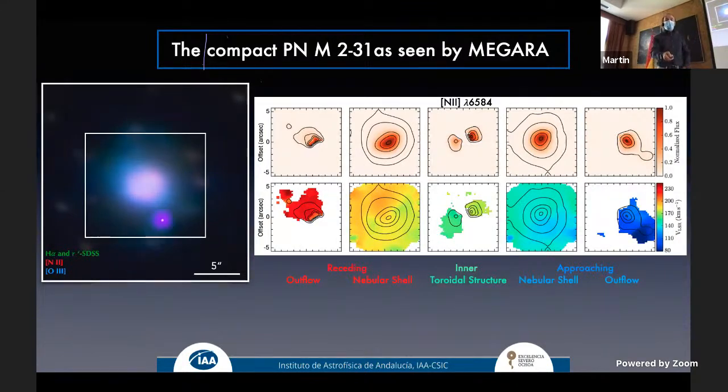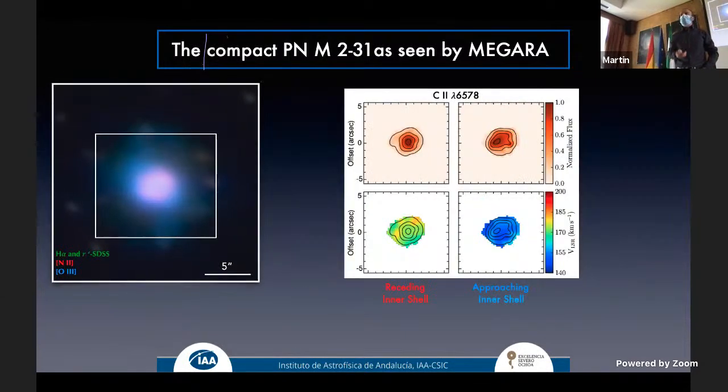And then at the innermost region here, we see that there is a kind of low velocity toroidal-like component, which is embedded within the nebula. One interesting thing is that we have not only made this analysis with the nitrogen-2 line, but also with the recombination carbon-2 line. And when we use the recombination carbon-2 line, we see that there is a kind of innermost shell there, which has smaller velocities than the outermost regions, and which is more compact.